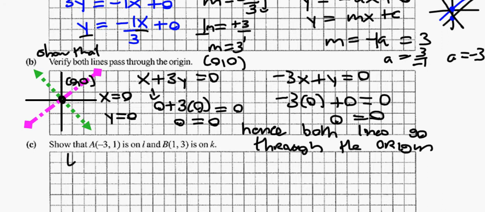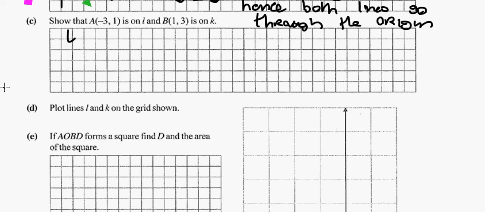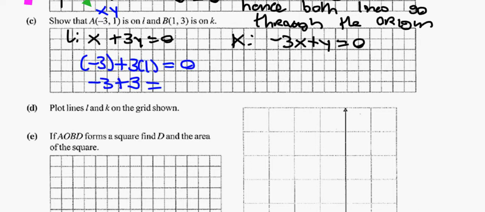Okay, next thing, we've got to show that minus 3, 1 is on L and 1, 3 is on K. So we write down the equation of L and K. For equation L, we replace x with minus 3 and y with 1. So we put in our numbers there: minus 3 plus 3 times 1 equals 0. Minus 3 plus 3 equals 0, so 0 equals 0. This means that A is on the line L.